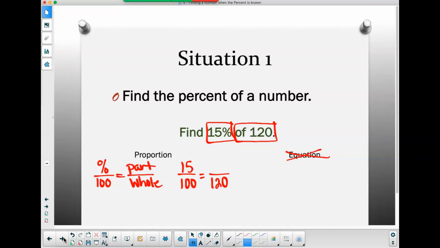Now we're going to solve it. We put an X there and solve. Multiply the numbers on the diagonal: 15 times 120 divided by 100. You guys should be writing this in your notes. And you get X equals 18. Should I put a percent sign on that answer? No. I already know the percent, so I don't need a percent sign on my answer. My answer is just 18. 18 is 15% of 120. Questions there?